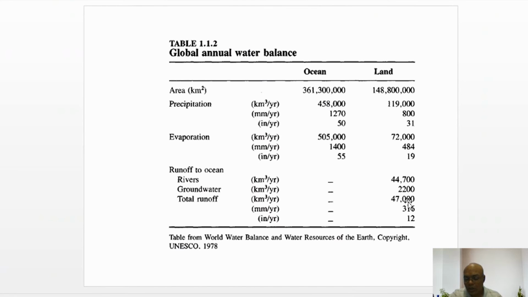In that, 44,700 kilometer cube per year flows in rivers. The remaining water, 2,200 kilometer cube per year, flows into oceans from the groundwater table. So you can see that there is a 100% mass balance of water in the hydrological cycle.